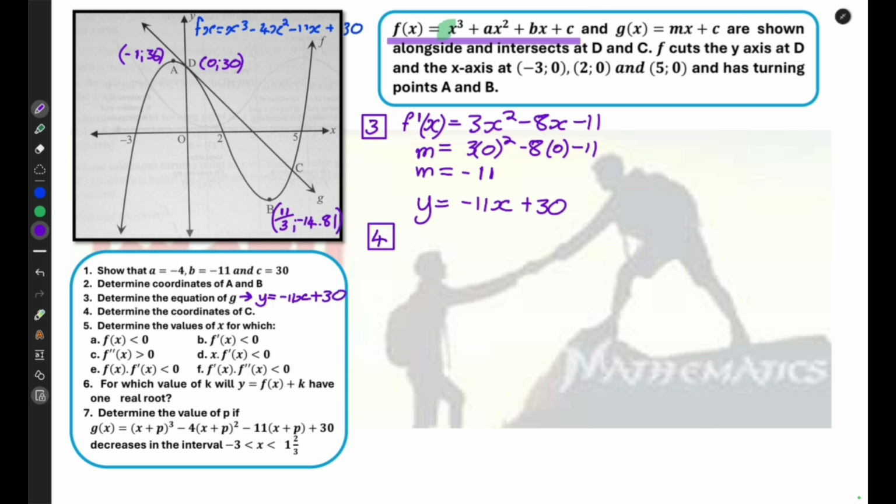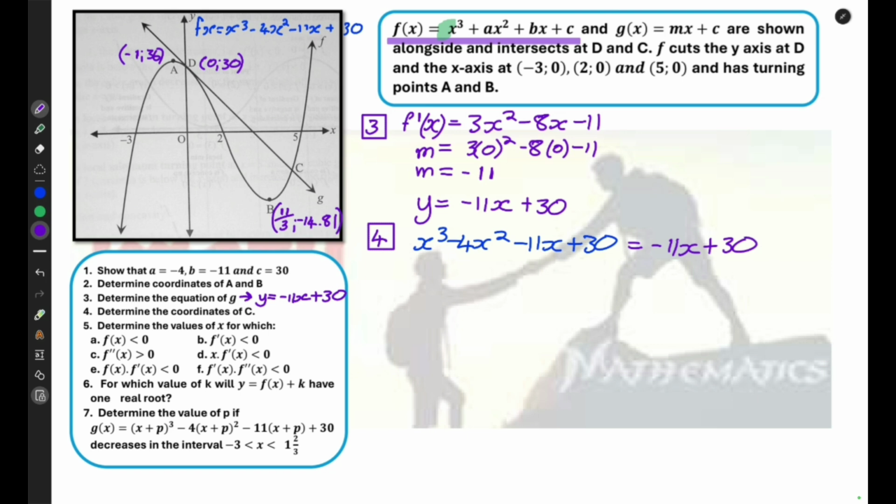Question 4, determine the coordinates of C. That is the point where the tangent cuts the graph again. So this is a bit of a long question, but all I'm going to do is simultaneous equations. So I'm going to make the two graphs equal to each other. So I'm going to say x cubed minus 4x squared minus 11x plus 30, and then that would just be equal to minus 11x plus 30.